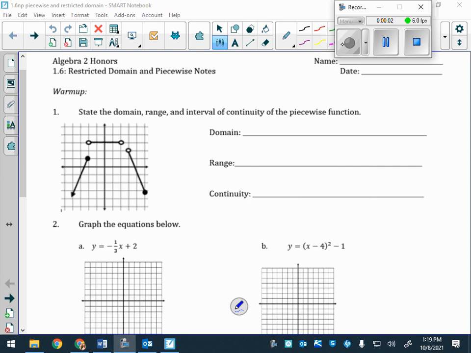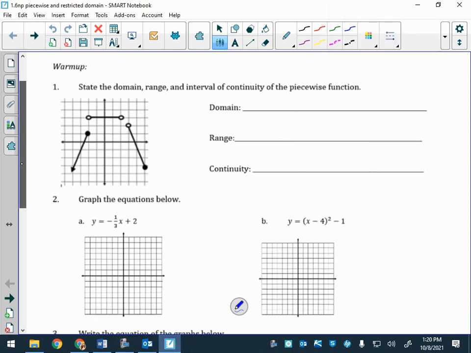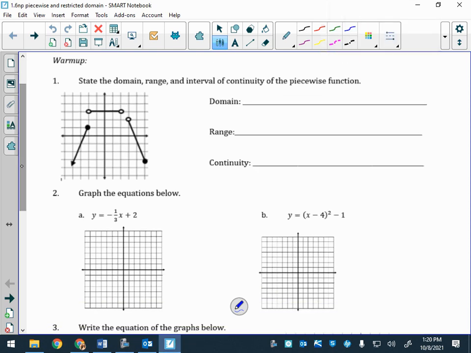The lesson focuses on restricted domain and piecewise functions. The piecewise functions are created based off of a restricted domain. Before we begin, number one, you're given this graph, which is a piecewise function. This is what it looks like. You had to find domain, range, and continuity.